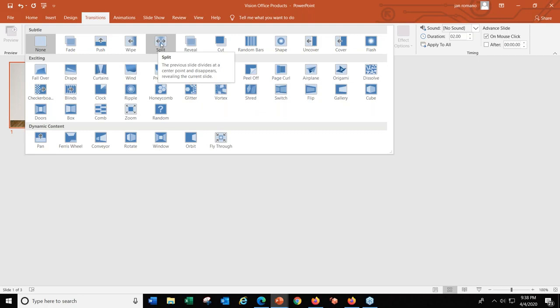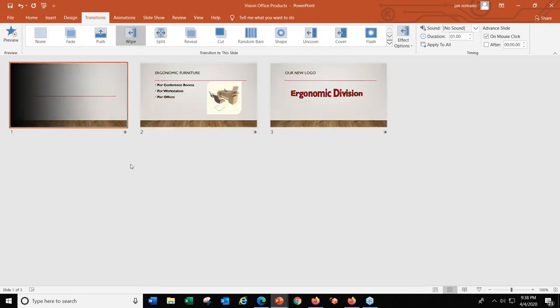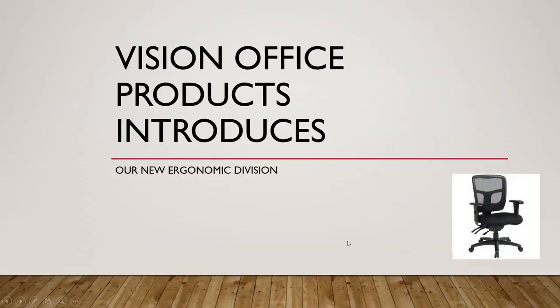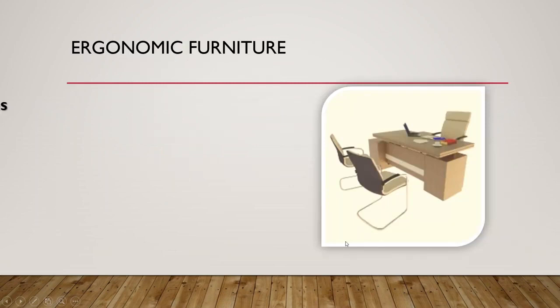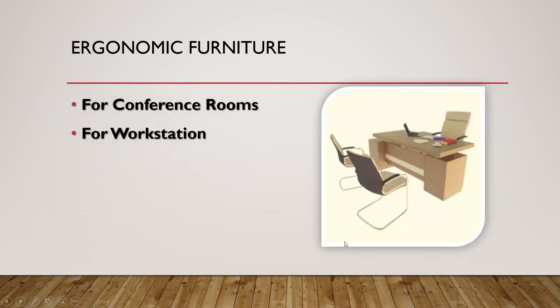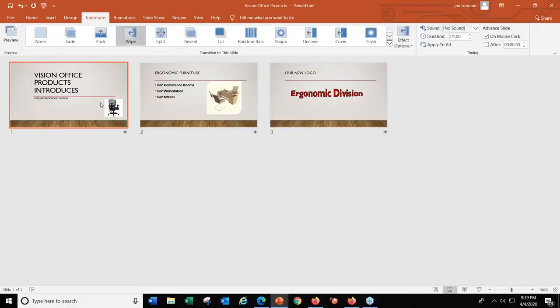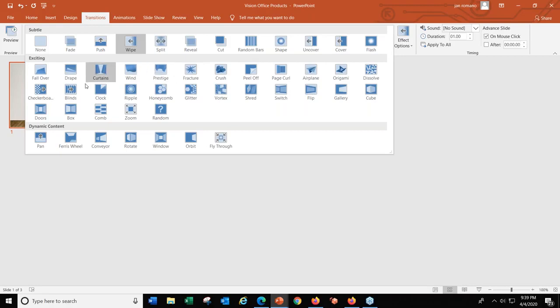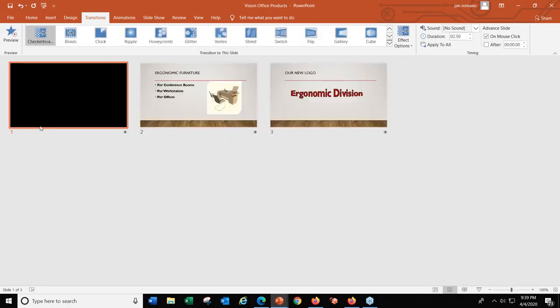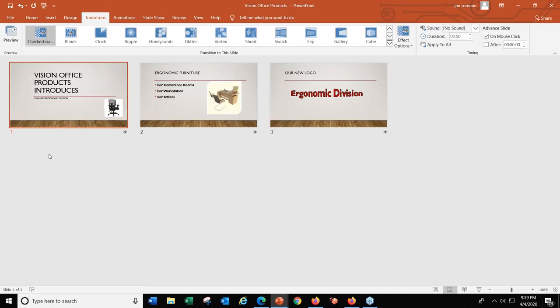So I think I'll choose, let's say, wipe. And you can see that's very subtle. And when I run the slideshow, you'll see that it comes up very gently like that. And when I click the mouse, you can barely see when I go to the next slide that, because it's so subtle. So if I decide I don't want that subtle of a choice, I can go back up and click the down arrow and make a change. And maybe I'll choose checkerboard. And you can see right away what checkerboard would look like.